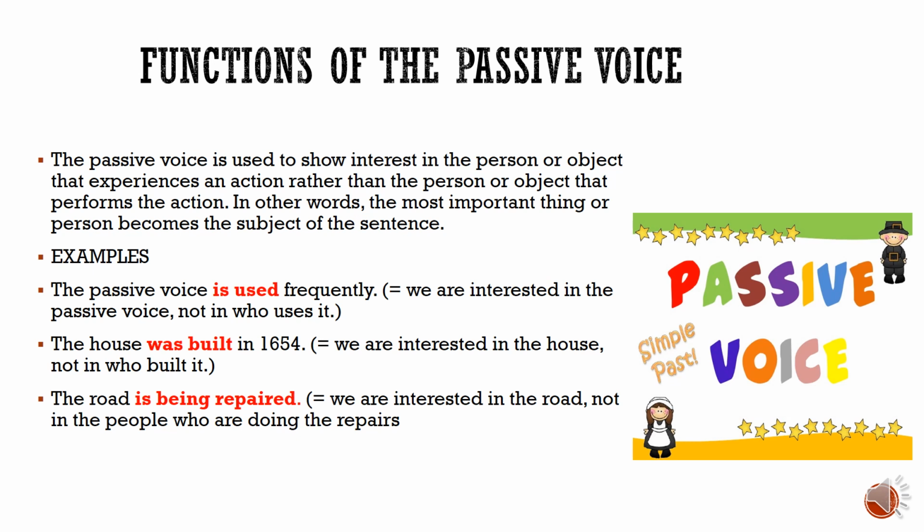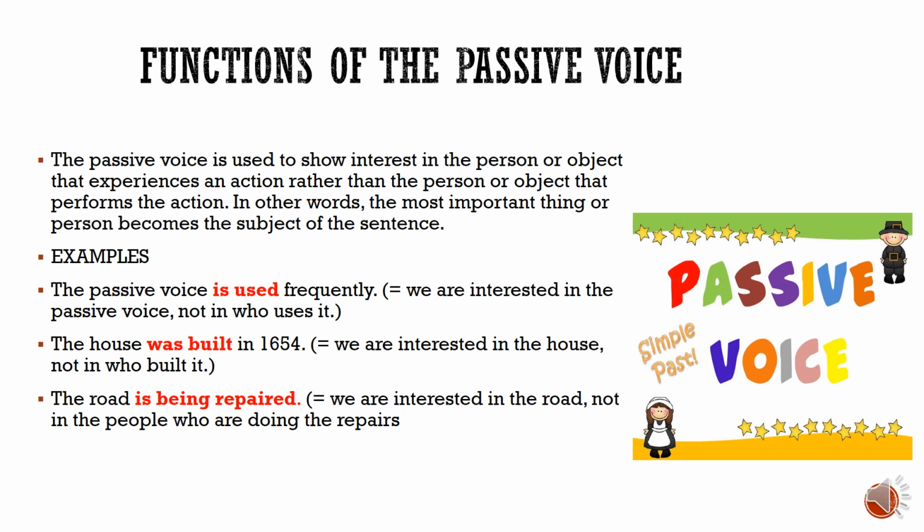Now first, basically in English, in any sentence, we should have the subject, verb and object. And sometimes the subject is not that important, so that's why we need to use the passive voice. The passive voice is used to show interest in the person or the object that experiences an action rather than the person or the object that performs the action, meaning the object in the sentence is much more important than the subject. So that's why we need to use the passive voice.